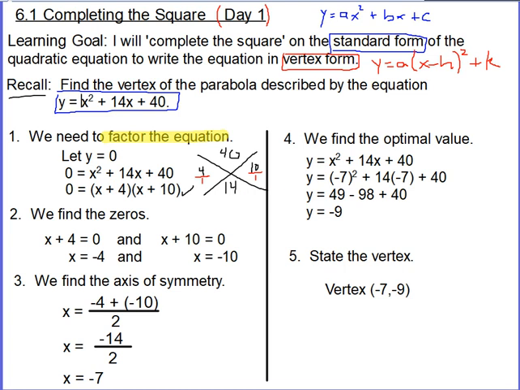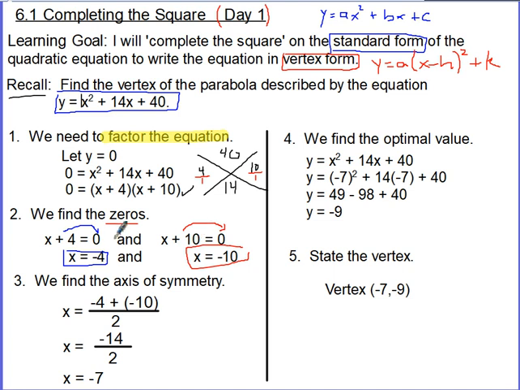Now, if we want to solve these as x-intercepts or as zeros, what we do is we take each of the factors and we set them equal to 0. So for example, in this first one, we grabbed x plus 4 and we set it equal to 0. And then we just solve for x, just like we did maybe in grade 9. We bring that plus 4 over, and we get negative 4. Same thing with the other factor, x plus 10 equals 0. Bring that positive 10 over, and we get negative 10. So these are our two x-intercepts.